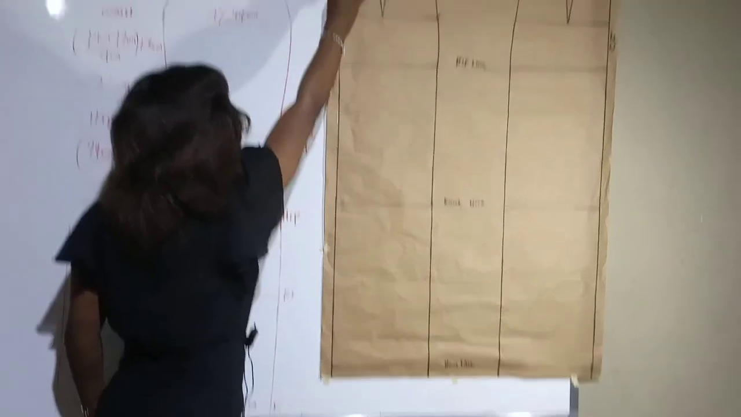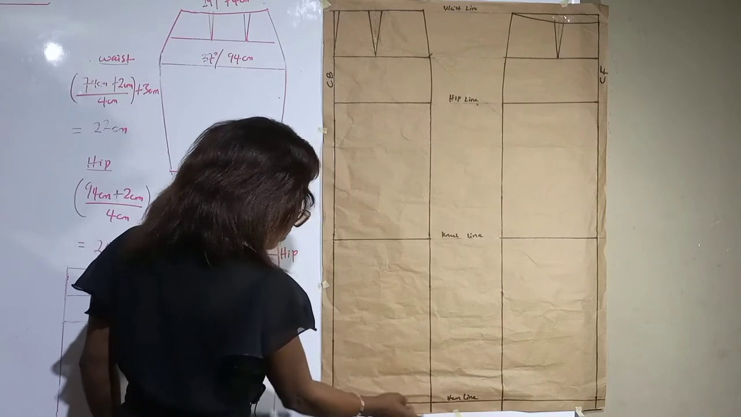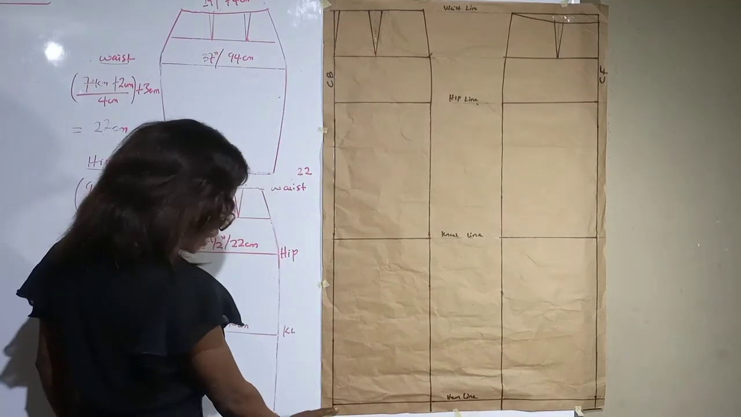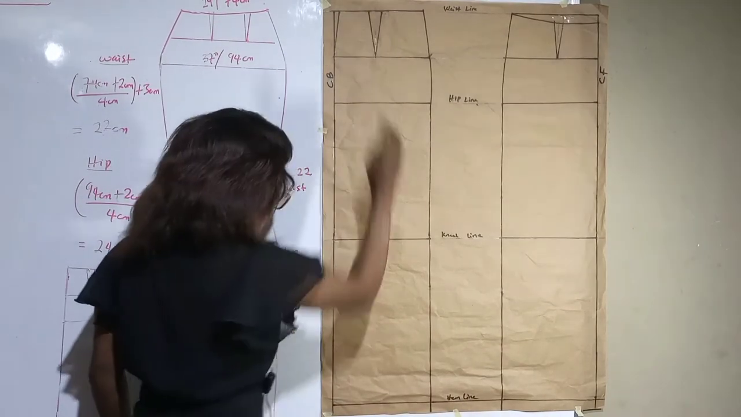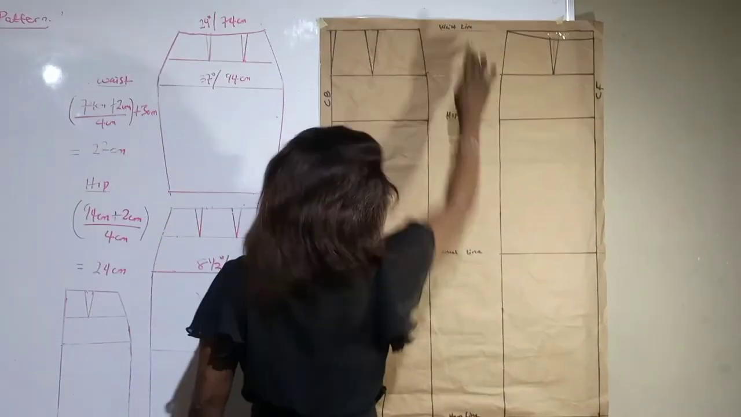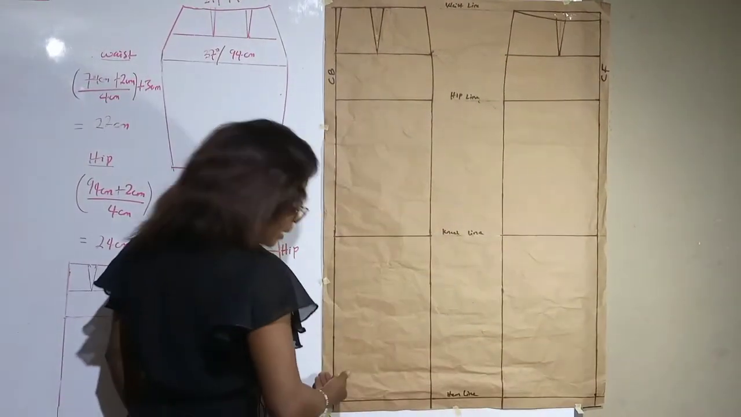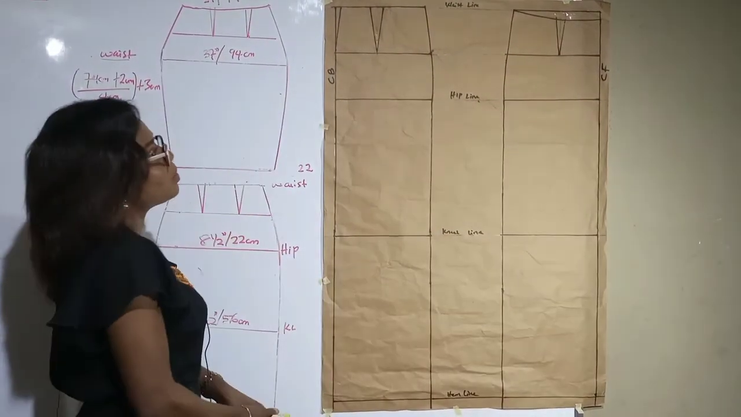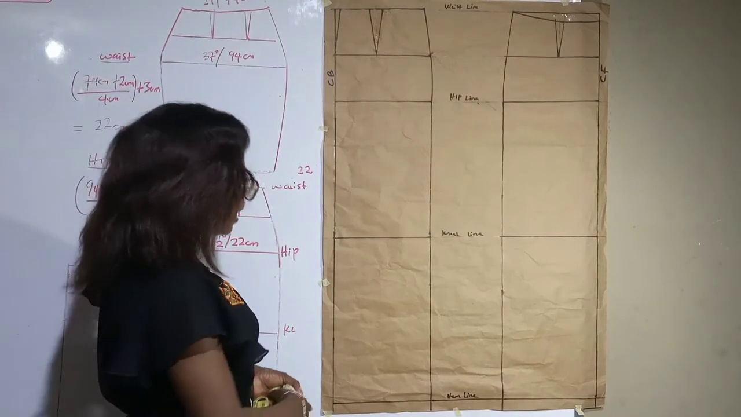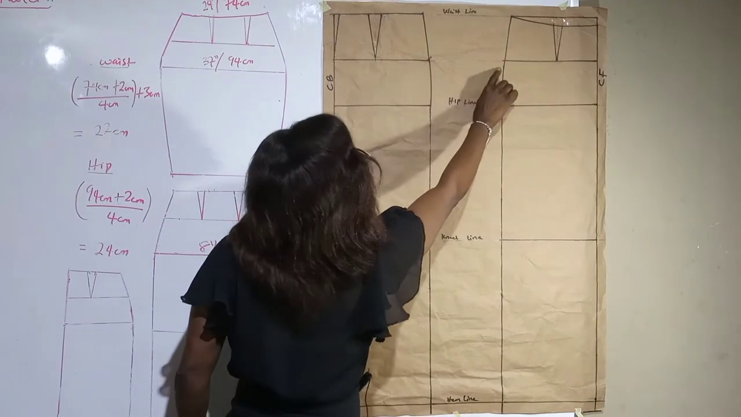So from the waist again to the floor length, or to the hemline of the skirt, is 97 cm. From here to here, 97 cm. Then rule it straight. So you can discover that we have, okay, now look at this last one that we had to talk about.